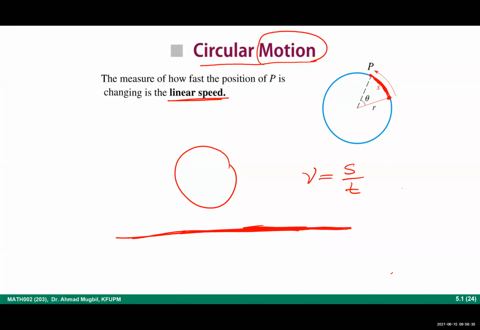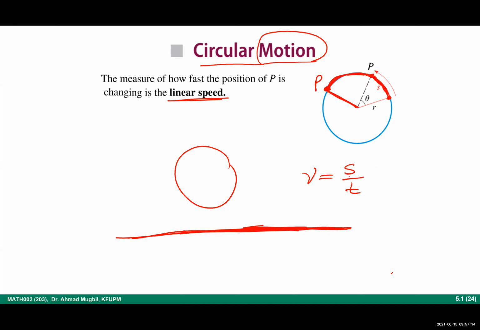Now, when we have a linear motion, we have only one speed, one velocity. So the measure of how fast the position is changing with time is called linear speed. But let's say that this person becomes here after some time. Now, of course, the distance has changed, and how fast the position changed we can measure by dividing s by time. But there is something else that also changed, Shabab. What is it?